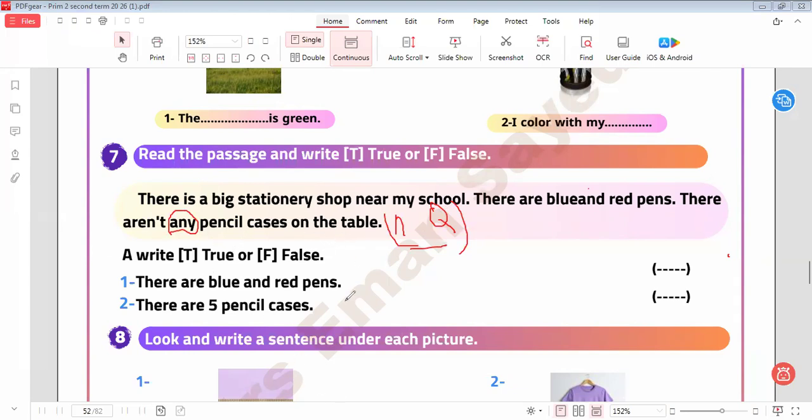Any pencil cases on the table? There are blue and red pencils, as we know here. Blue and red pencils and pens. Yes, it will be true here. So I write here true.